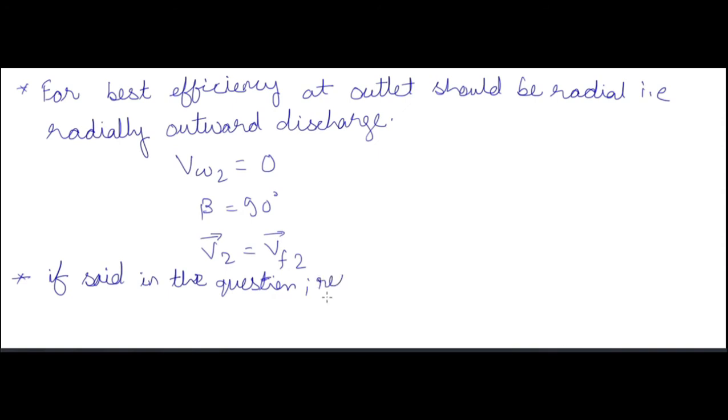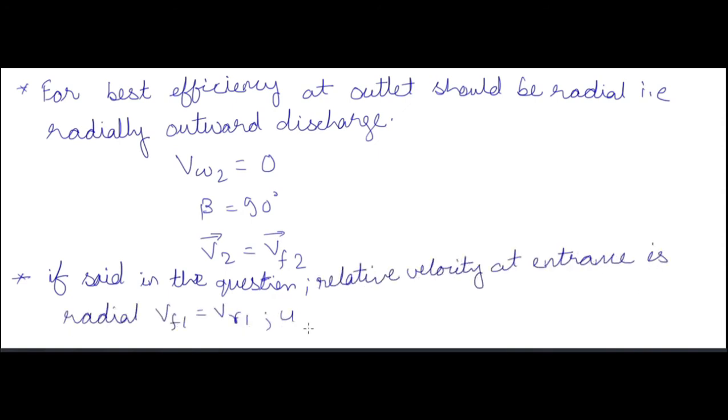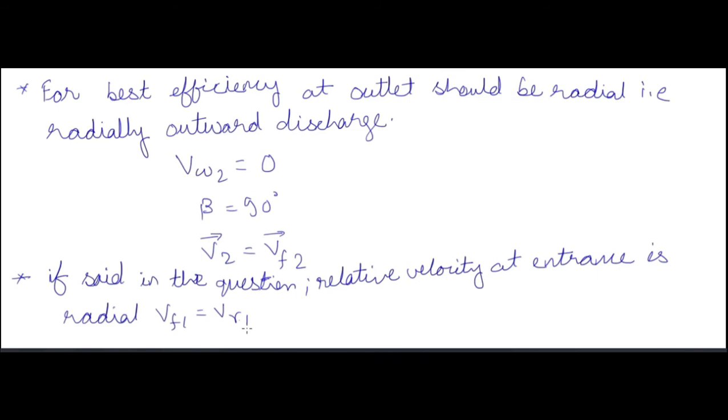Now if it's said in the question that relative velocity at entrance is radial, then Vf1 is equal to Vr1, V1 is equal to U1 is equal to Vw1, and theta is equal to 90 degrees. Okay, U1 is equal to Vw1. So if it says relative velocity at entrance is radial, it means Vf1 is equal to Vr1, U1 is equal to Vw1, and theta is equal to 90 degrees. You have to make changes in the velocity triangle as per what is said in the question.